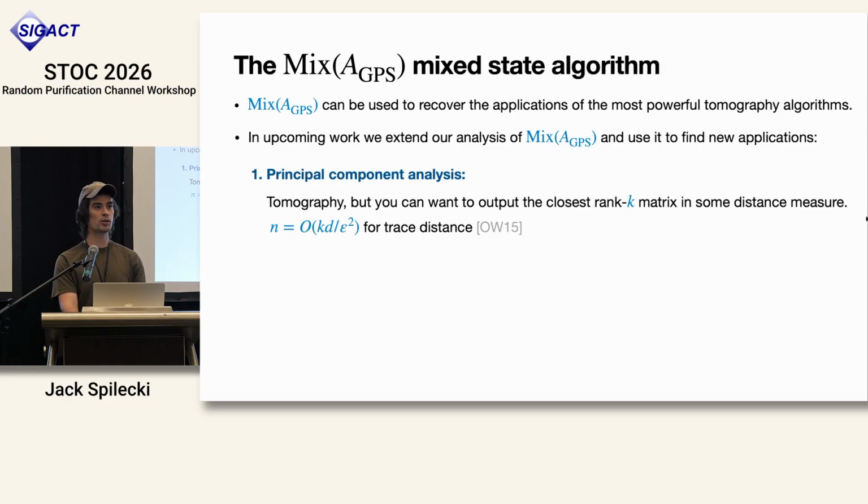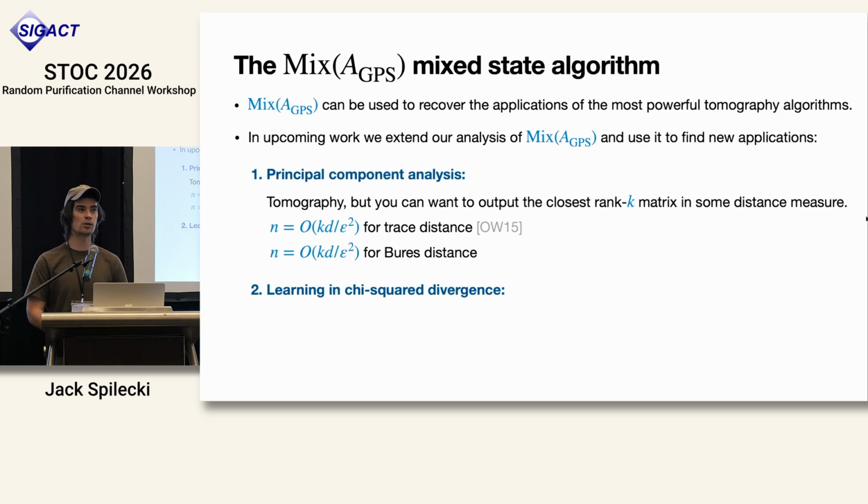We can recover this result with our new algorithm mix of GPS, but actually we can go a bit beyond it. We can do principal component analysis also in Bures distance, which is generally thought of as a harder distance measure. It's essentially like learning in fidelity with the same sample complexity.